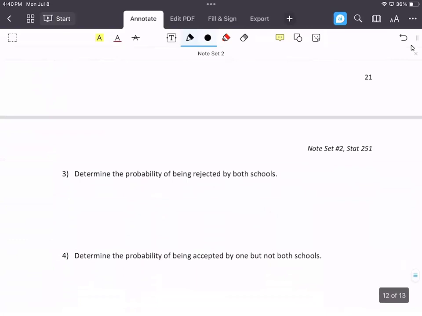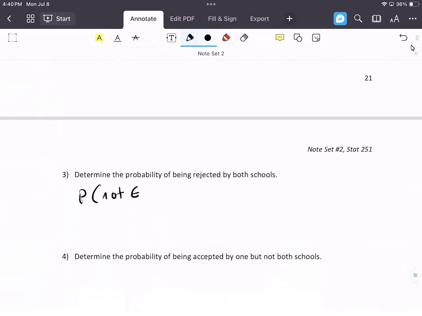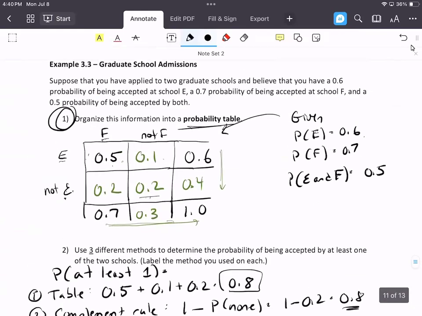The next question is determine the probability of being rejected by both students. So the probability of not E, so you didn't get into E and you didn't get into F. I'm going to use the table, and I know it's 0.2 from the table. I can read not E and not F right there.